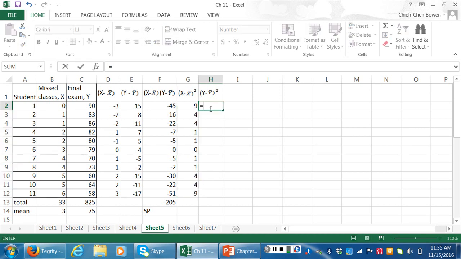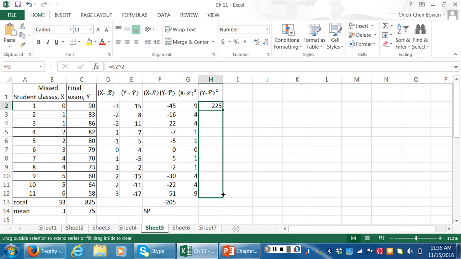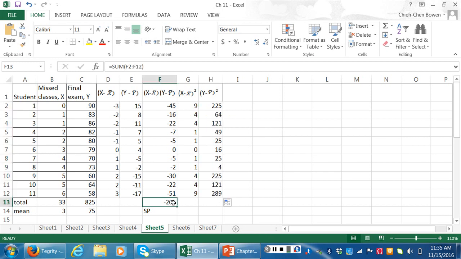Okay. For the y minus y bar, the number is right here. Square. 15 squared is 225. That's correct. So drag it to the last value. Okay, remember we need to sum it up at the end. You already performed the sum here. So let's drag across. You're going to see the sum. Okay, so right here, this is going to be your sum of squares of x. And this is going to be your sum of squares of y.